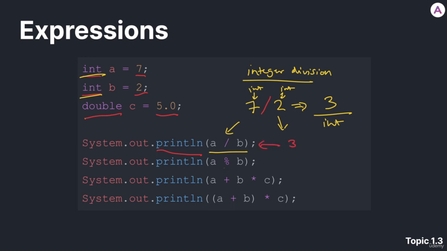Let's go to the next one, which uses the modulus operator. Okay, and what the modulus operator does is it basically gives the remainder of the division between a and b. It's kind of complicated, but once you learn it, it's pretty easy to get the hang of it. So when we want to figure out a modulo b, we want to take the value a, which is 7, and the value b, which is 2, and we want to divide them.